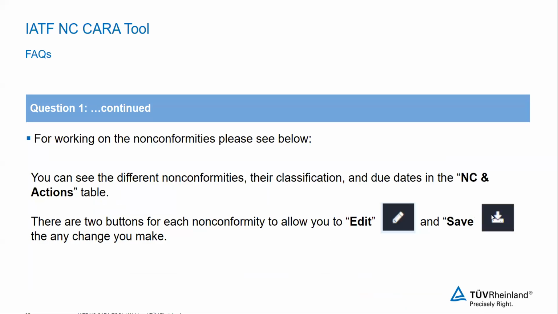So then for working on your non-conformities, you go to this section that I just showed you before with the NCs and the actions, to this table. And there are two buttons for each non-conformity. With the edit button, you can fill in the information that is needed. You go through the different corrective action steps, as you've done it 100 times. And after you've finished, you click on the Save button in order to make sure that your JSON file is updated.